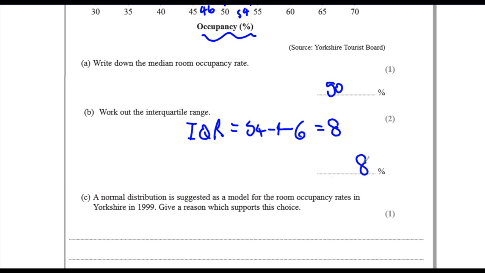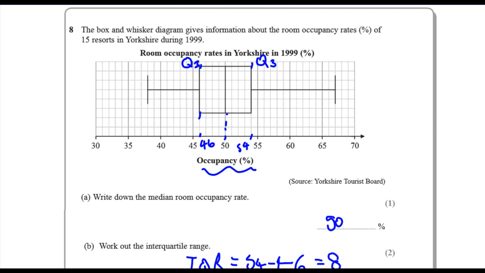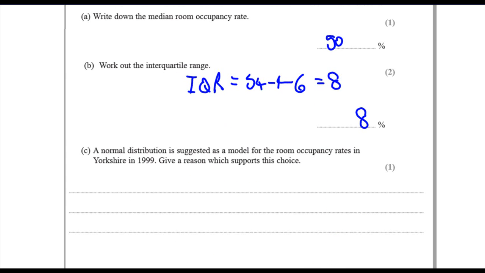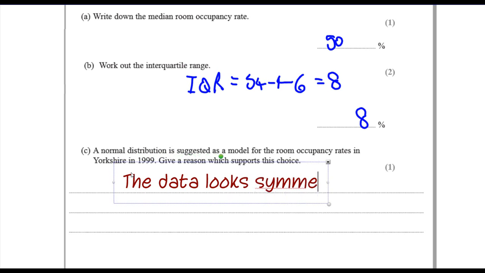8%. A normal distribution is suggested as a model for the room occupancy rates in Yorkshire in 1999. Give a reason which supports this choice. Well, let's look at it. If we look in the middle, it looks very symmetrical. Okay, so that is a reason that supports the choice. The data looks symmetrical. It's not perfect, but it's going to be close enough to suggest it at least.